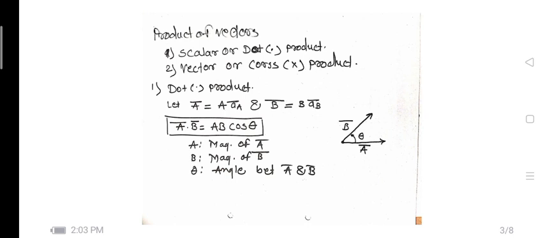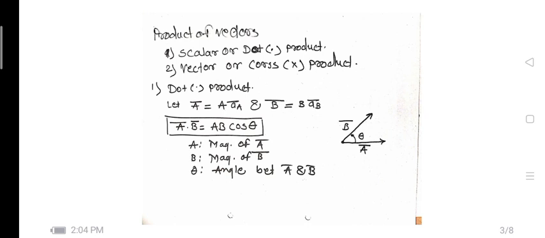So let's begin with the dot product. Dot product is, let me define it first. Dot product of two vectors is nothing but the product, which is equal to the product of their magnitudes multiplied by cosine of angle between them.